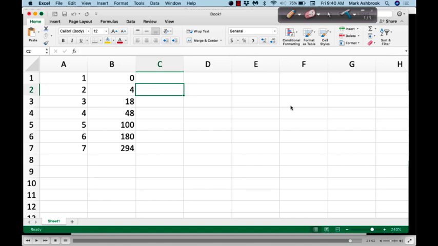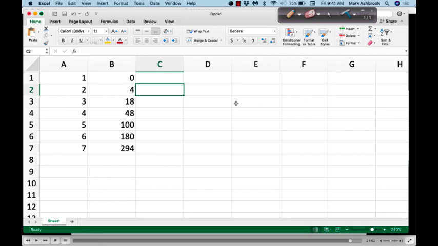This sequence, see if we can find a formula for this sequence. 0, 4, 18, 48, 100, 180, 294. So, looks kind of harder, right? So I want to show you something that's really interesting here about these.